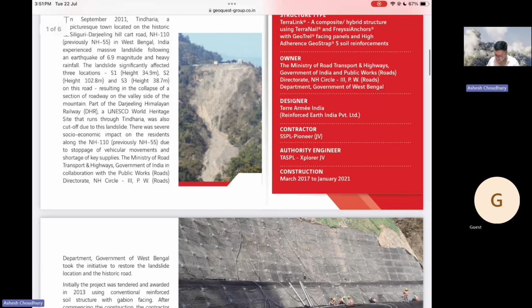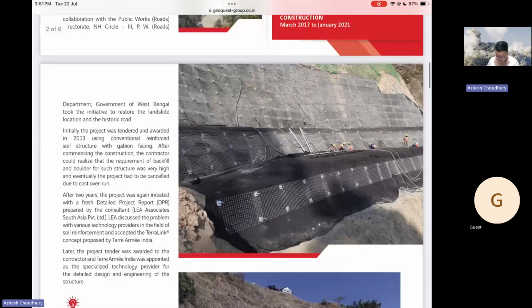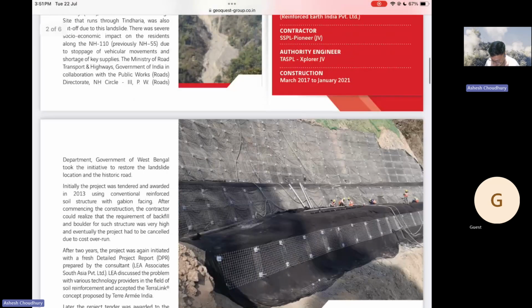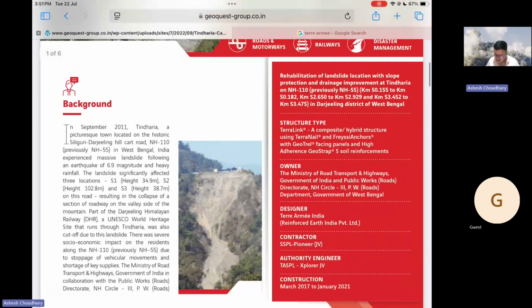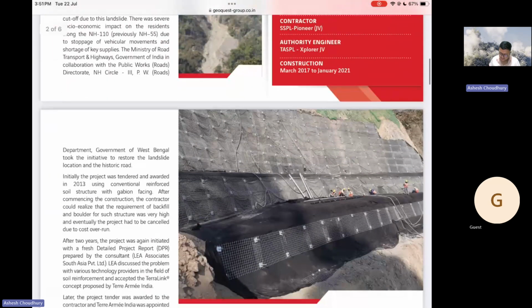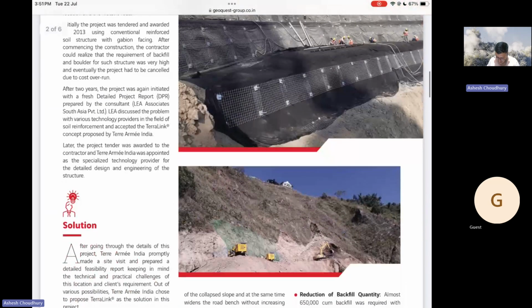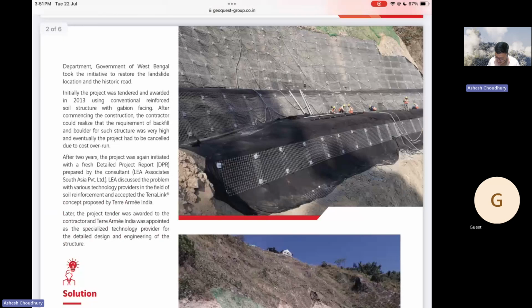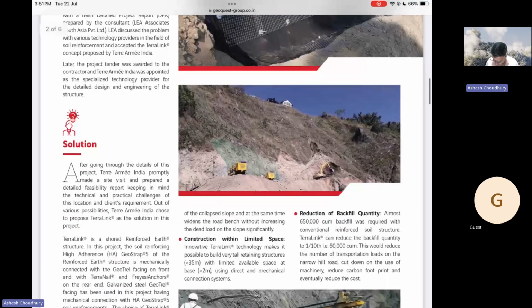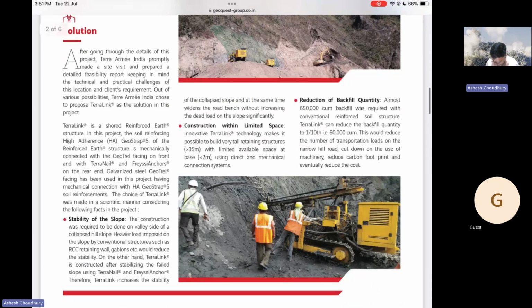Okay, these are all the other reinforced structures. Whatever they use, this arrangement they call TerraLink. You can see some nets there and some small nailing that has been done on the structure. You can see here the slope stabilization being done.